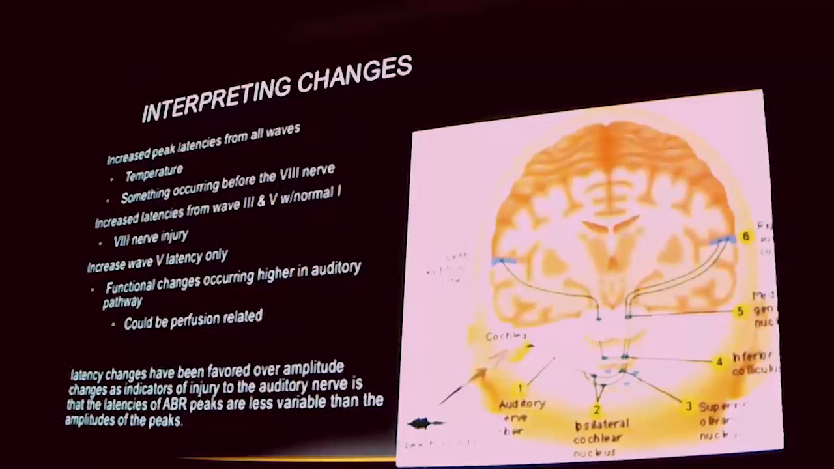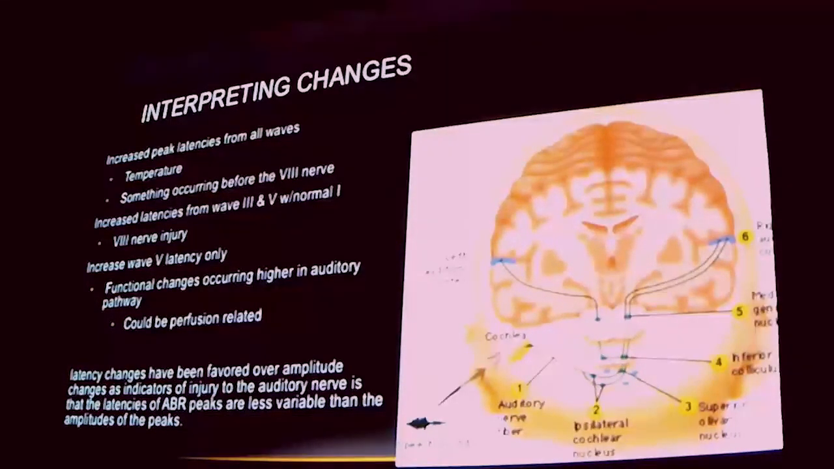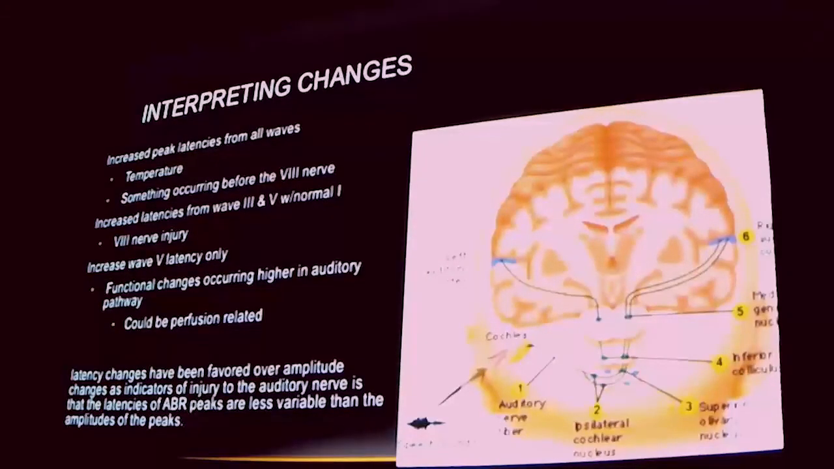So increased peak latencies from all waves indicate something occurring before the eighth nerve. If all of your waves start to increase, it could be something happening in here, some kind of conduction issue. Maybe fluid got into the ear and now you have some kind of blockage for your ear inserts. Something's happening before here.